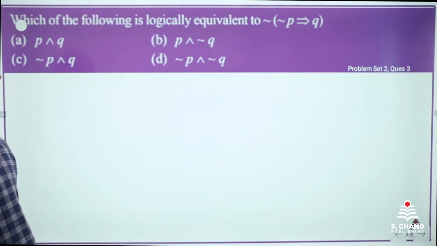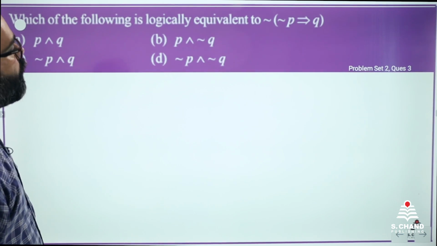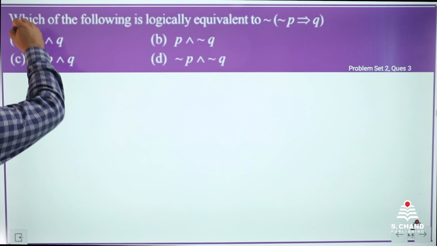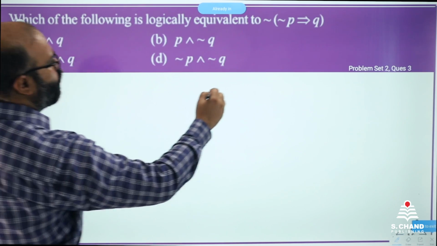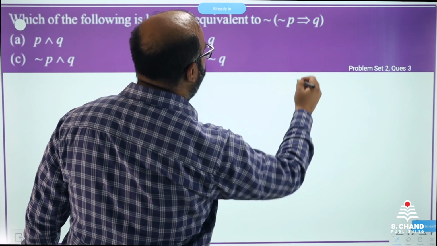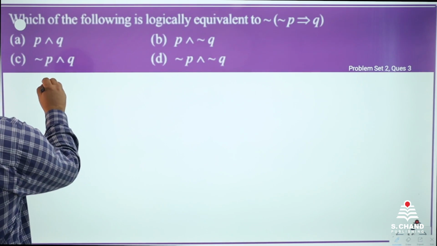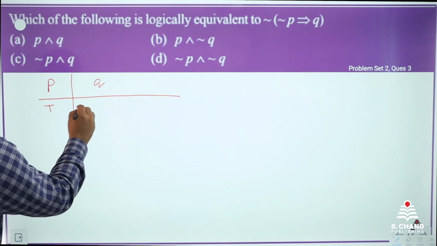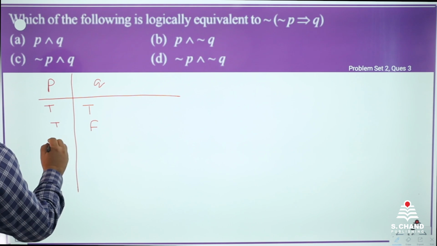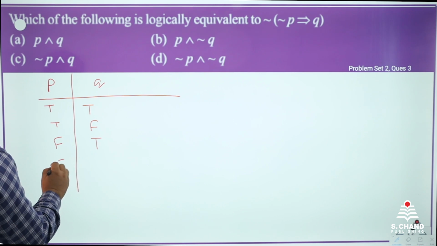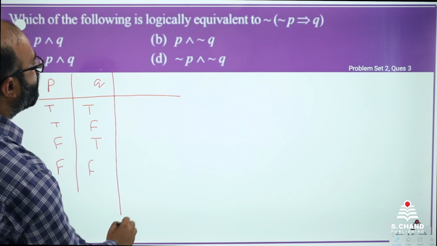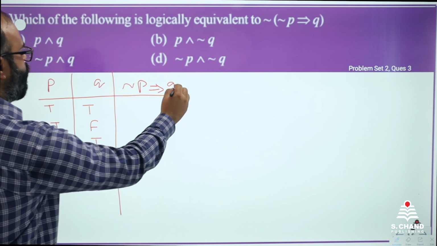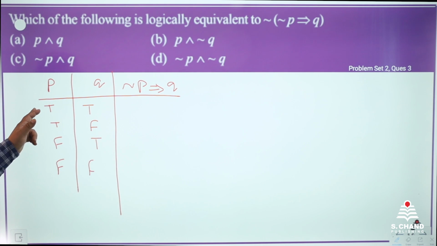Let us come to the next question. Which of the following is logically equivalent to not of not P implies Q? So here again we will apply the same truth table. So here as we go, not of P implies Q. So we take P and Q first. So what will happen? True, true, true, false, false, true, false, false, like this. Then we take not of P implies Q. So not of P implies Q will be false to true.